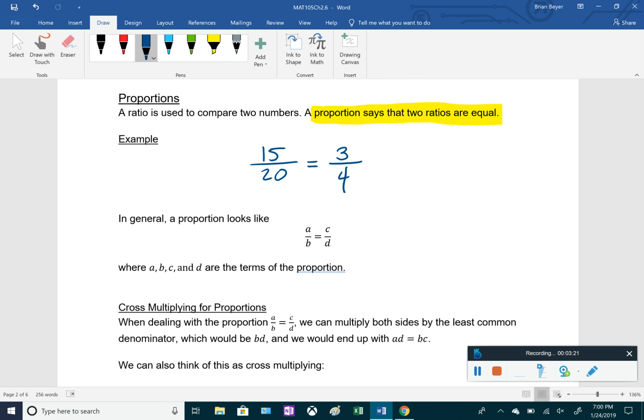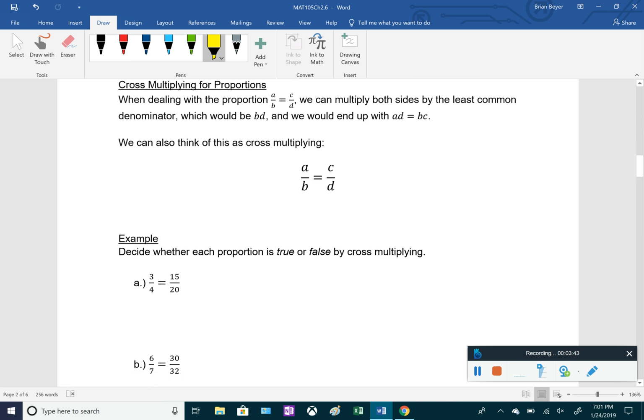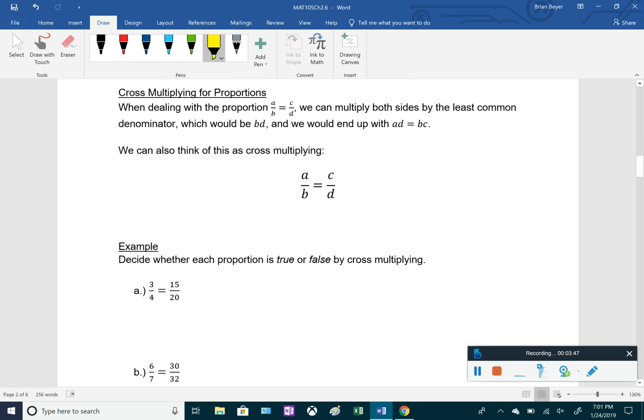In general, a proportion looks like this: A over B equals C over D. A, B, C, and D are called the terms of the proportion. Something pretty useful when dealing with proportions is cross multiplying. Technically, this is nothing new, just another way of thinking about it with some other terminology. With the proportion A over B equals C over D, we can multiply both sides by the least common denominator, B times D. We end up with AD equals BC.